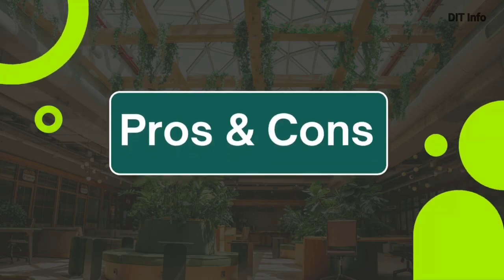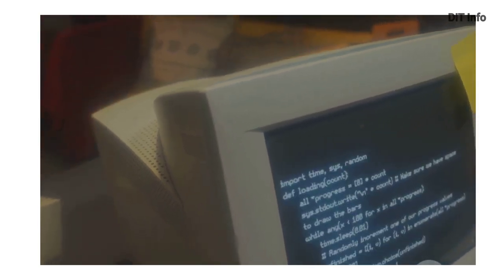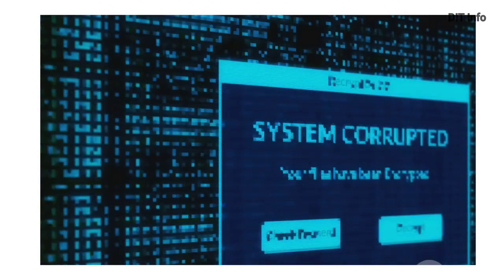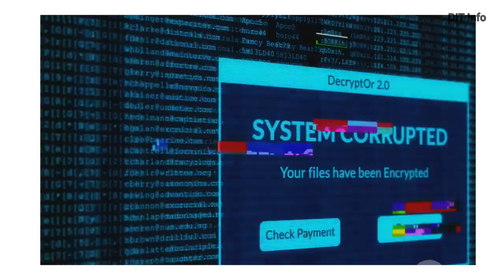Pros and cons of MBR and GPT. MBR has a few advantages, such as compatibility with older BIOS-based systems and a simple structure that makes it easy to repair. However, it comes with several limitations, including its 2 terabyte disk size restriction, the limitation of only 4 primary partitions, and the risk of data loss due to the lack of backup partition tables.